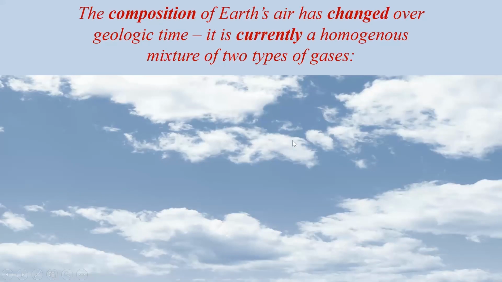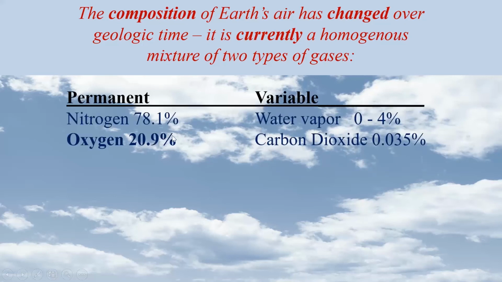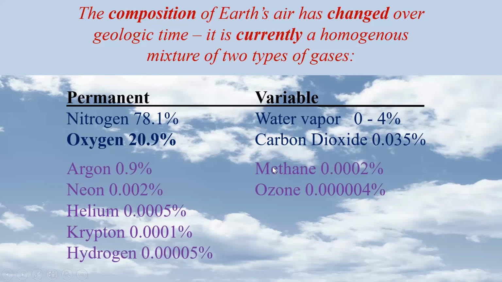So here's clouds, here's our atmosphere, and the composition of Earth's air has changed over time. It is currently a homogeneous mixture of these two types of gases, mainly nitrogen and oxygen. Then there's also some water vapor, carbon dioxide, even some argon and some other random stuff. So it has all these types of gases mixed together, and people notice that the atmosphere is there.